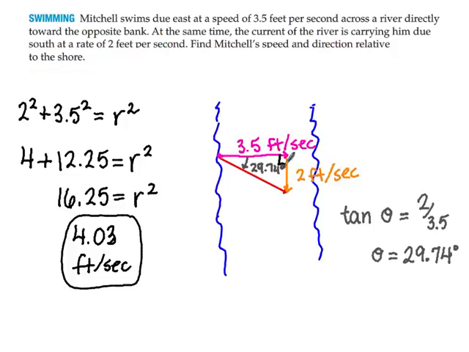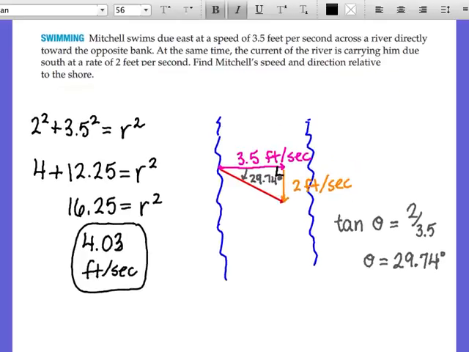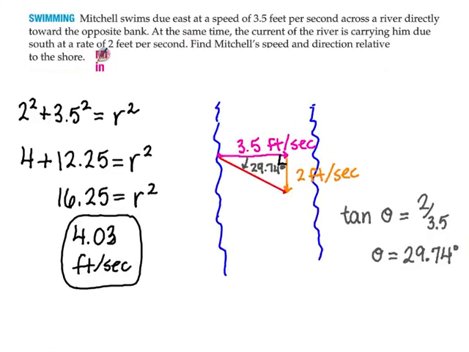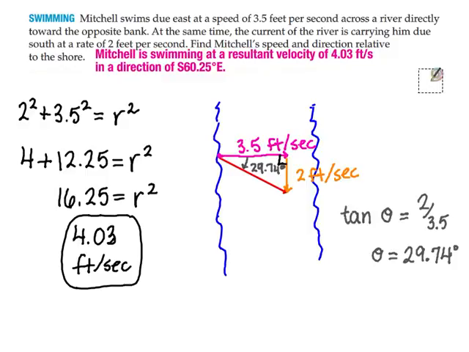So relative to the shore, he's actually traveling in a direction 29.74 degrees southeast. Let's see what we have for our answers. Mitchell is swimming at a resultant velocity of 4.03 feet per second in a direction of 60.25 degrees southeast. Now they have theirs a little bit different. 60.25 is actually the opposite of that.